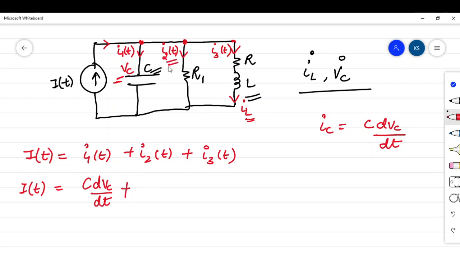Now we are interested in determining I2(t). As you know, all the components are connected in parallel, so the voltage across the capacitor is the same as the voltage across the resistance. So we can write Vc upon R1 to find the current I2, and for I3 we can represent it as IL(t), because IL and I3 are the same here. And just remember that we have to write the equation in terms of the state variables, that is IL and Vc, and the input variable, that is I(t).